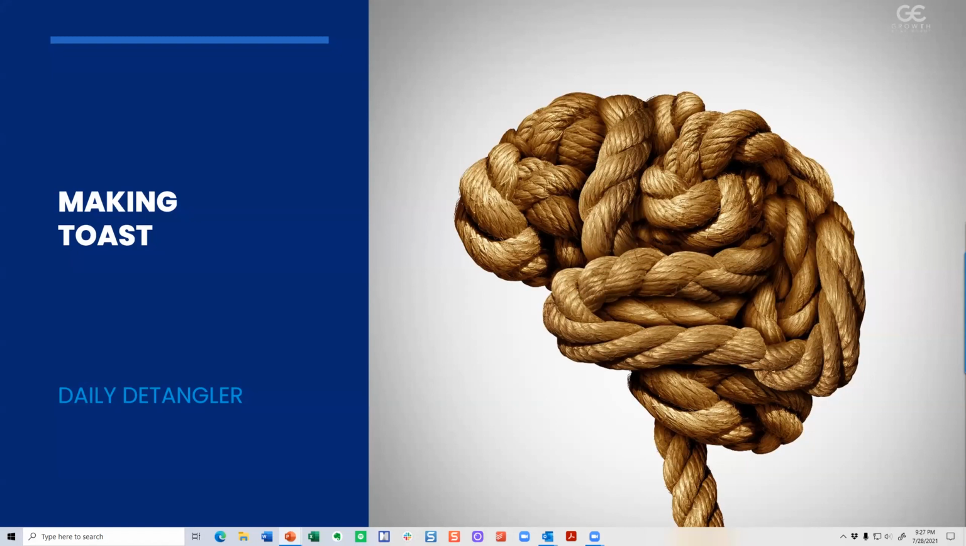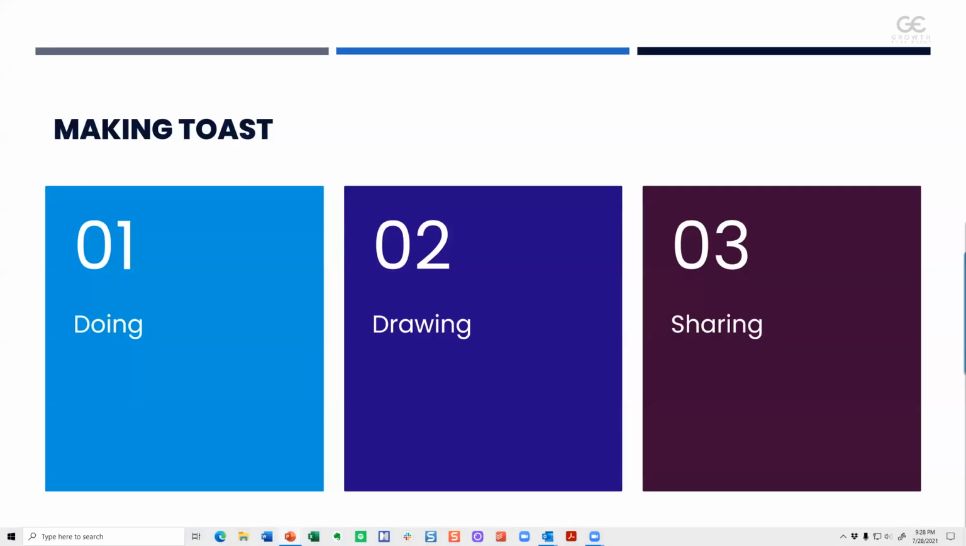Catalyst drew his toast, and then I responded back with a bit of a detangler, and then he sent back some buckets and some process steps, etc. So I thought I would learn by doing, and like he did, make toast live. So I'm gonna draw, and then share. And this is my blank canvas.